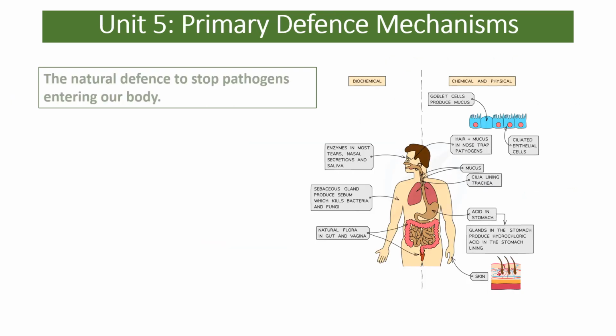So the primary defence mechanism is the natural ways that our body stops pathogens entering. For example, here we've got some examples that you need to know. The skin itself is a natural barrier, a water-resistant, waterproof barrier. It contains antimicrobial secretions, and that stops bacteria being able to get in. If you cut yourself, your blood will very quickly clot, and that will stop an entry for the bacteria to get in.